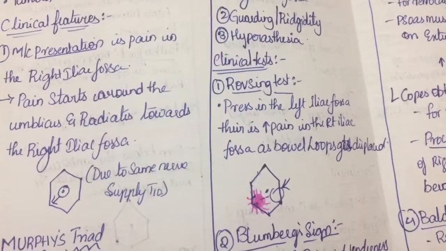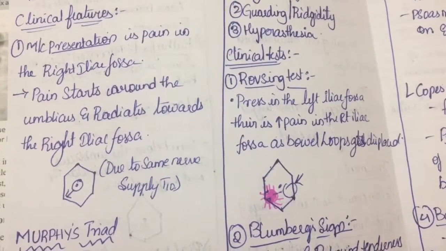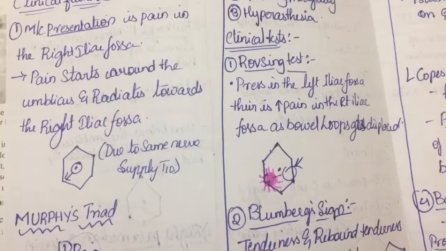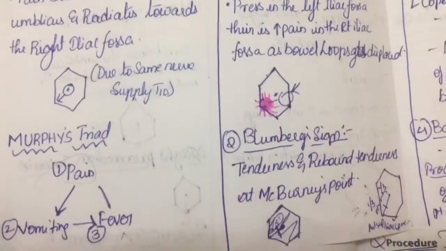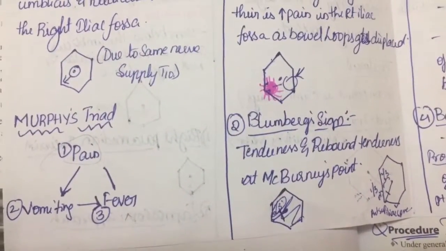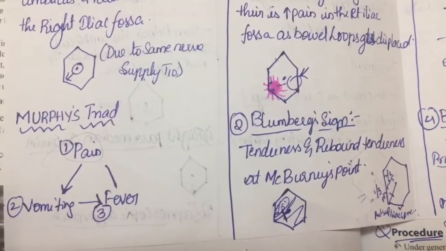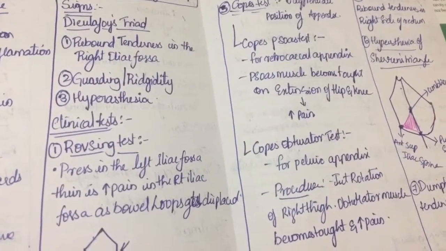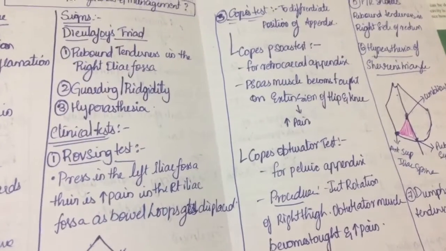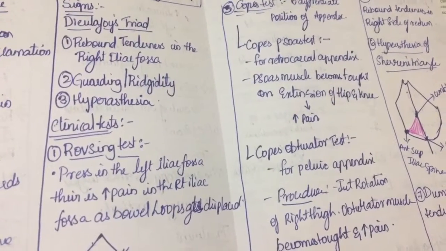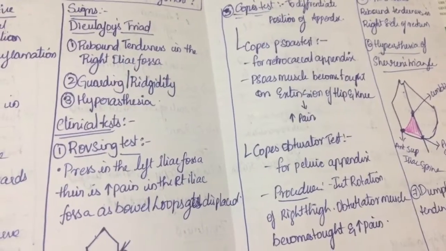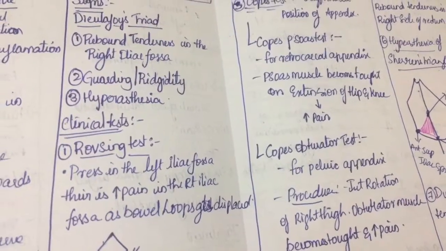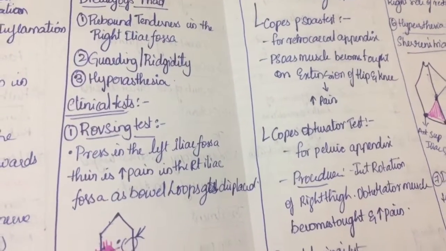Clinical features. Most common presentation is pain in the right iliac fossa. Pain starts around the umbilicus and radiates towards the right iliac fossa due to same nerve supply. Murphy's triad is pain, vomiting and fever. Signs are Dieulafoy's triad, which is rebound tenderness in the right iliac fossa, guarding or rigidity, and hyperesthesia.